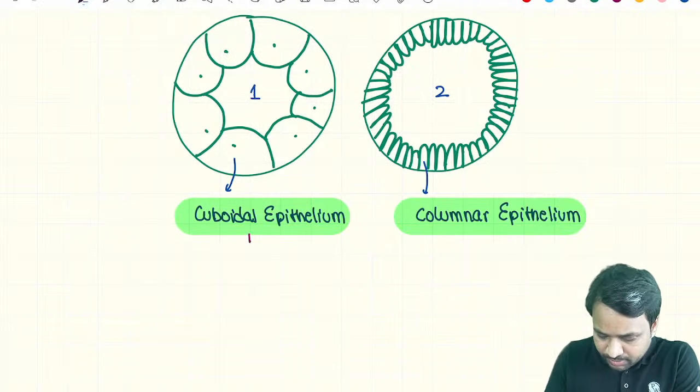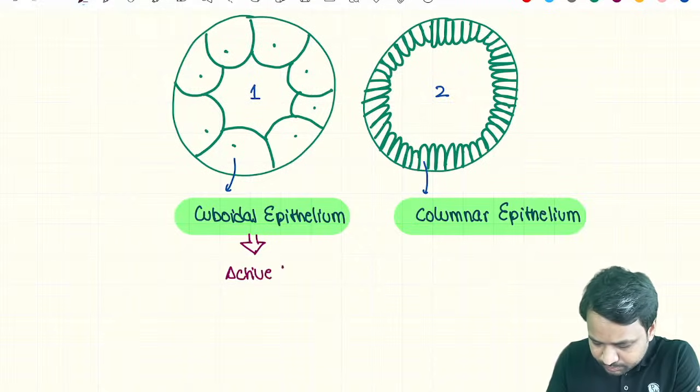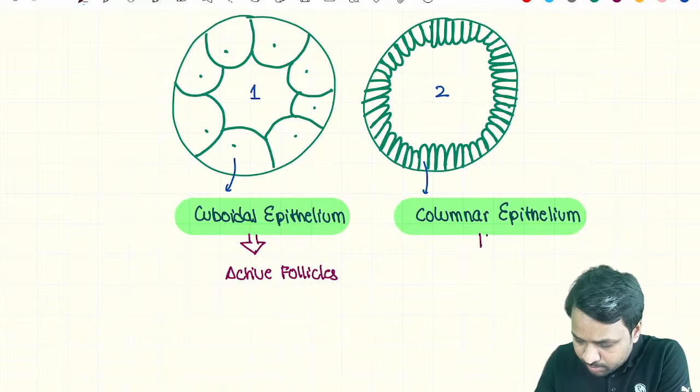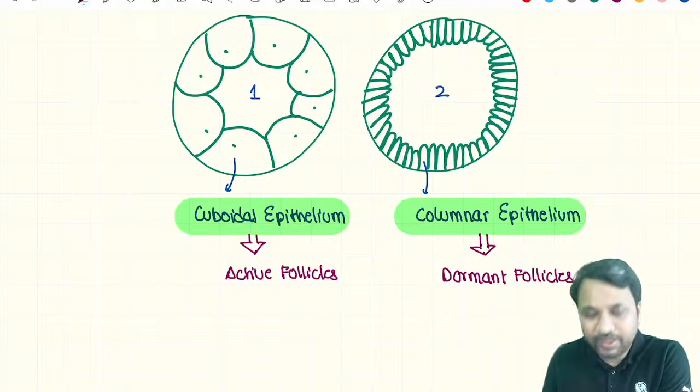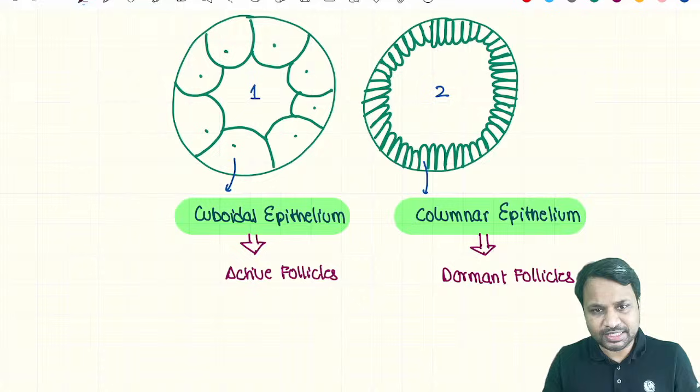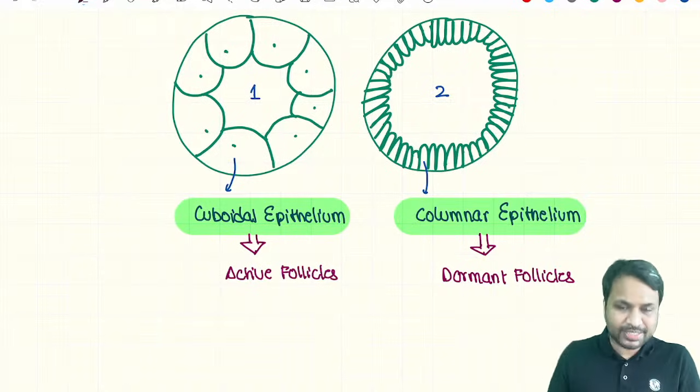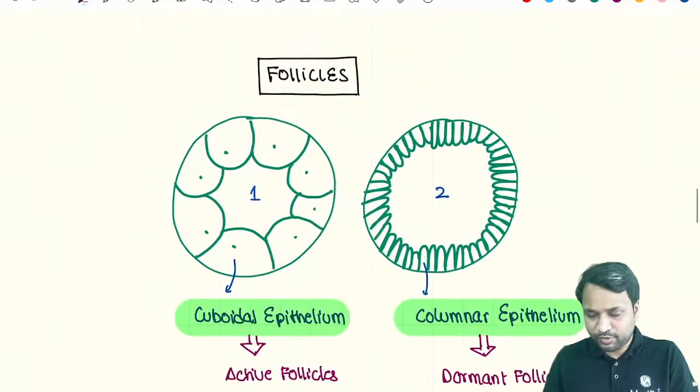Cuboidal epithelium is seen in active follicles, whereas the columnar ones are associated with the dormant follicles. That means they'll not be able to secrete T3 and T4. As simple as that. Okay? So this is the basic objective behind the follicular orientation.